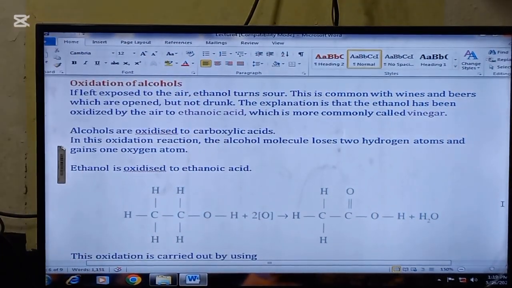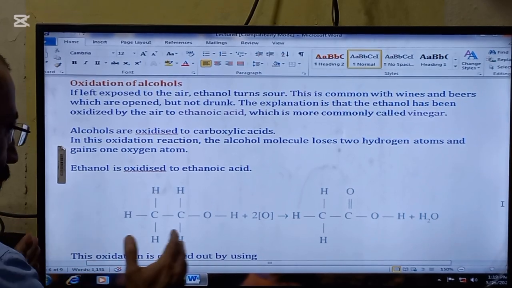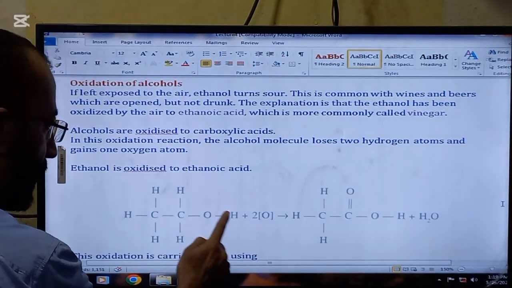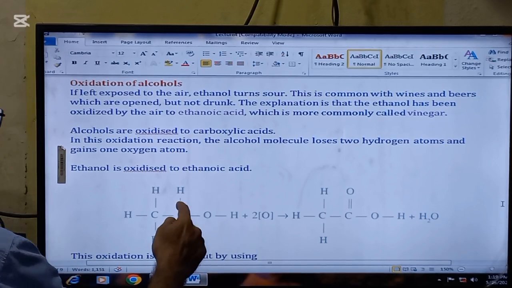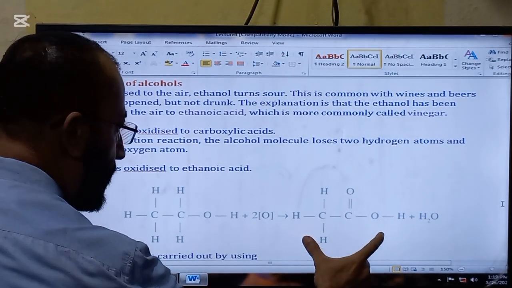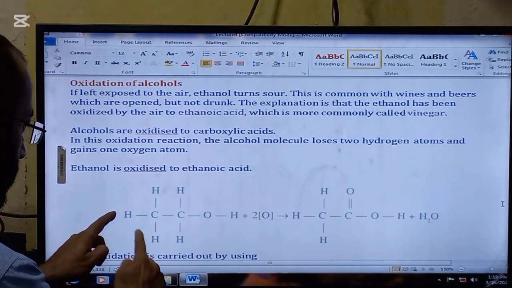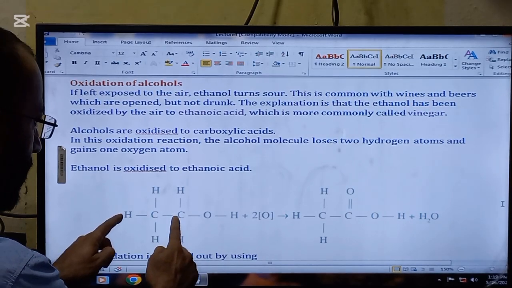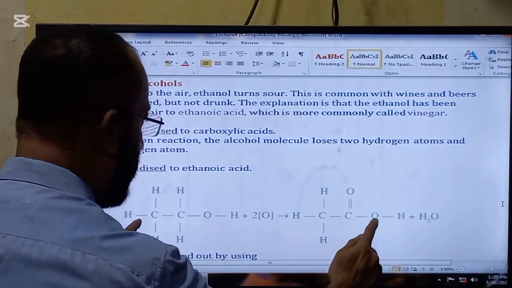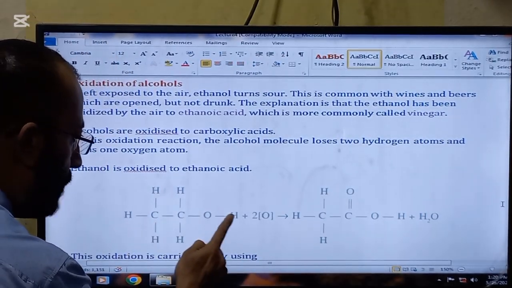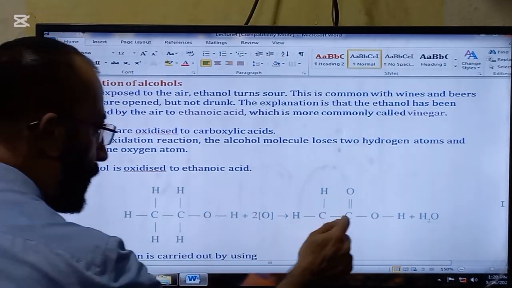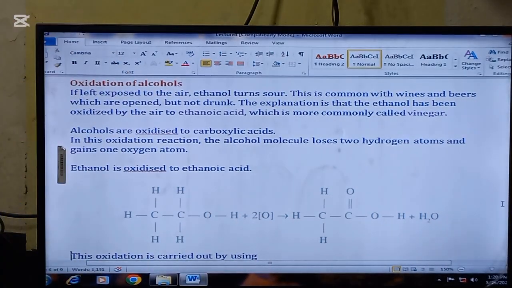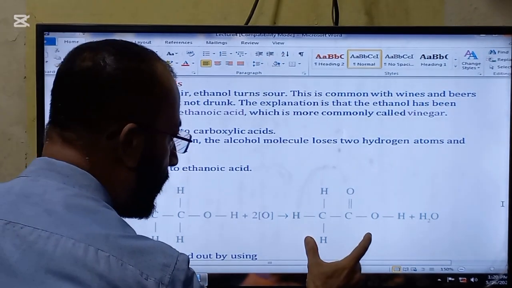And here is the reaction. In this reaction, ethanol will lose 2 hydrogen atoms, for example this one and this one, and will gain 1 oxygen atom. From here, that will be attached to this. So look at the structure. These atoms and the carbon will remain as they are. This oxygen will remain as it is. These 2 hydrogen atoms will be lost and 1 oxygen atom will be attached here. So this is a carboxylic acid.